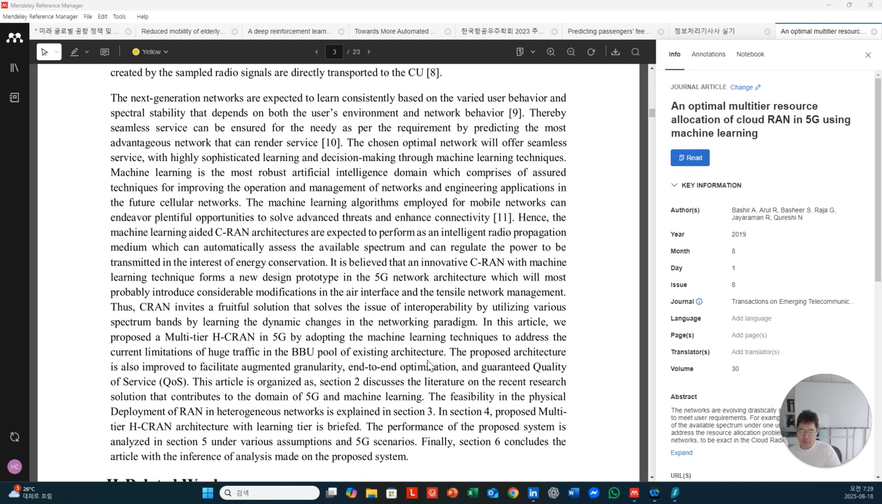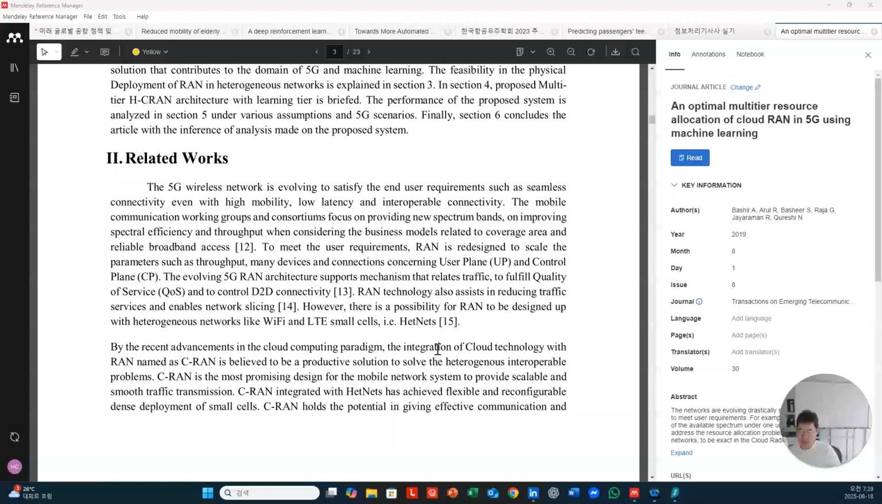The performance of the proposed system is analyzed in Section 5 under various assumptions and scenarios. Finally, Section 6 concludes the article with the inference of analysis made on the proposed system.